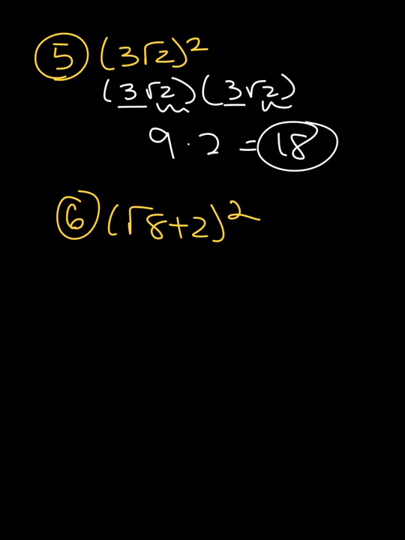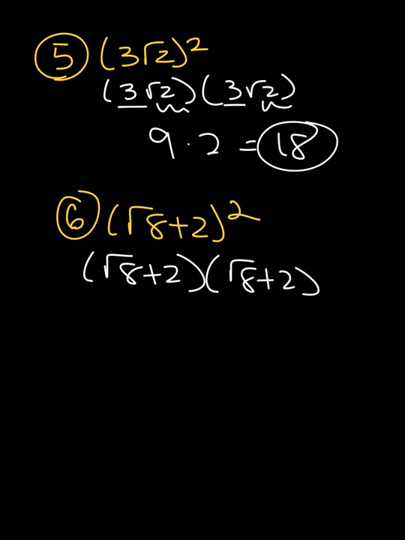And number 6, this time I have a binomial. So I have root 8 plus 2. Again, root 8 plus 2, because my original problem was the quantity of root 8 plus 2 squared. Again, it's a lot easier just to rewrite it, and now I have a binomial times a binomial, so I'm going to use FOIL. So root 8 times root 8 gives me 8 for my first.